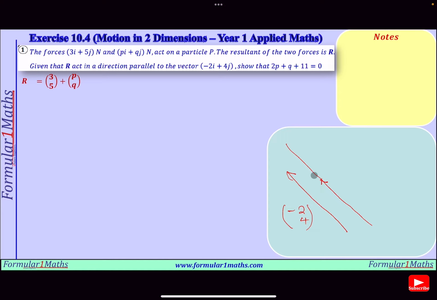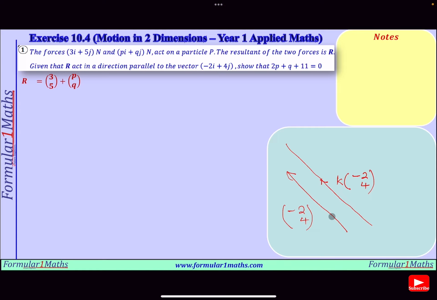Now the value of k will determine how long or how short this vector is and also the direction. If k is negative, the direction will change to the opposite of this vector. If k is between 0 and 1, then this vector will be shorter than this vector. If k is more than 1, then this vector will be longer than this vector. In any case, the 2 will be parallel.